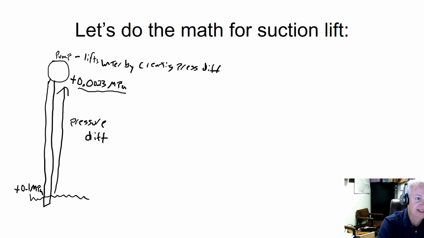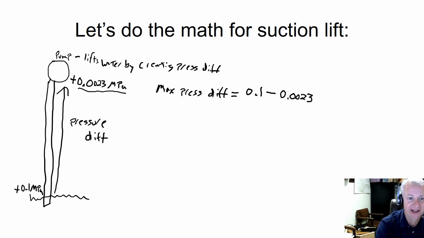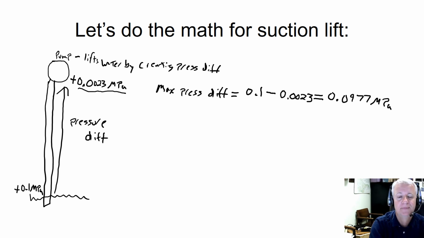So what is that pressure difference? The maximum pressure difference equals that atmospheric pressure, 0.1 megapascals, minus that vapor pressure, which is basically the lowest that pump pressure can go before cavitation happens. So the biggest pressure difference, when you subtract those two, is 0.0977 megapascals.